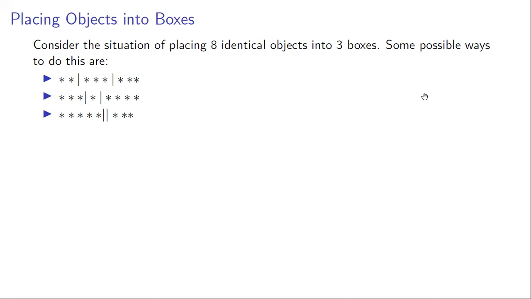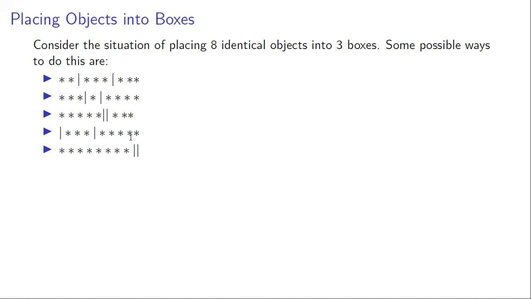Or maybe I put 5 in the first box, I put nothing in the middle box, and then 3 in the last box. Or here's another possibility. Maybe I put nothing in the first box. So I have nothing before the first line. Then I have 3 in the middle box, and then 5 in the last box. So those are a few different ways, 4 different ways of putting 8 identical objects into 3 boxes. So these are just some possibilities.